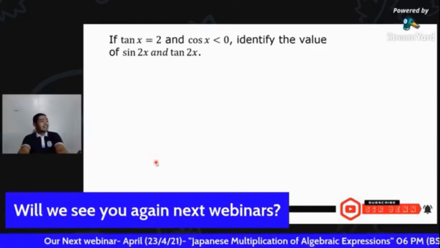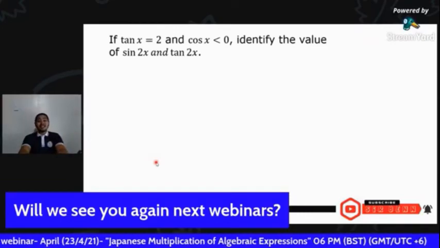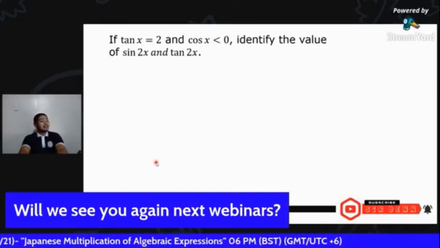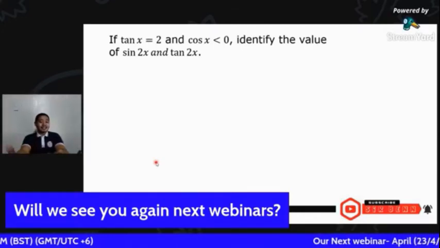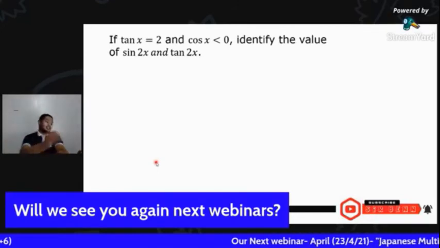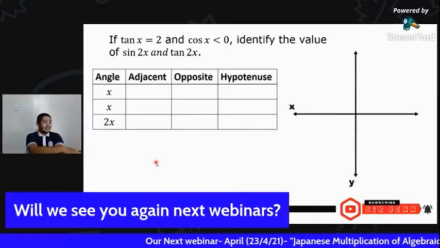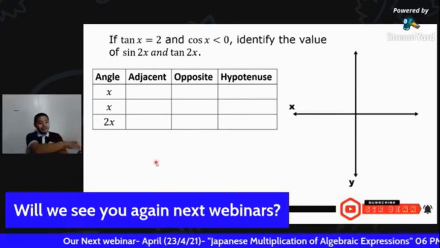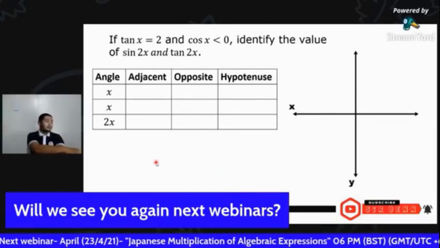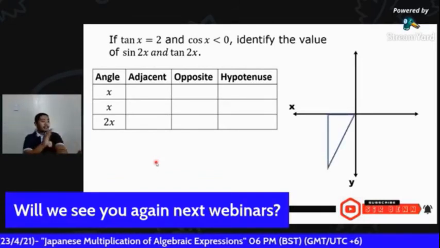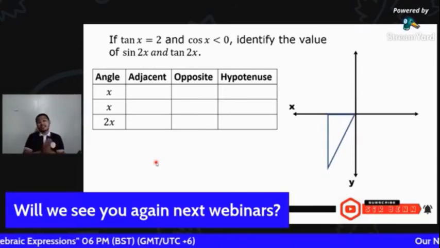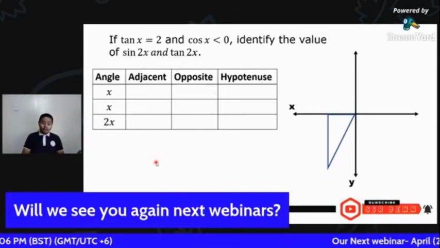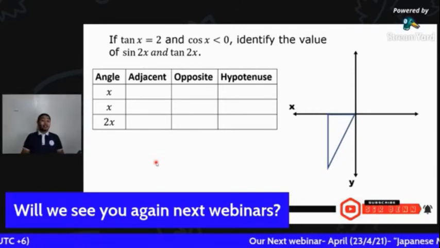If tangent x is equal to 2 and cosine x is less than 0, identify the value of sine 2x and tangent 2x. So same process from the sum identities. Let us create a table and let us use this Cartesian plane. It says here that tangent x is 2, so it means that tangent x is positive. Tangent is only positive at the first quadrant and the third quadrant.